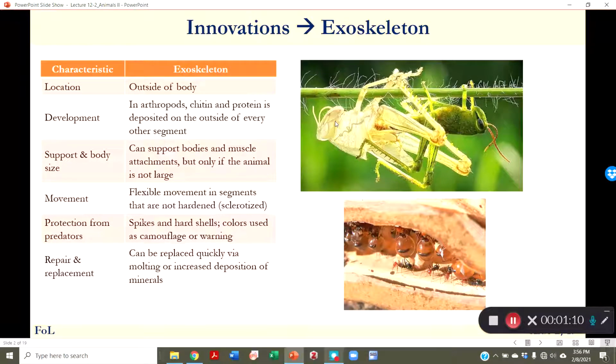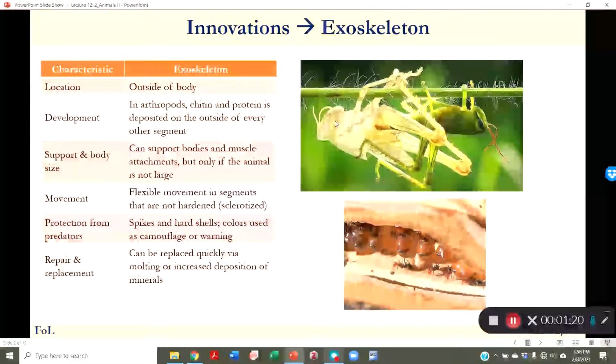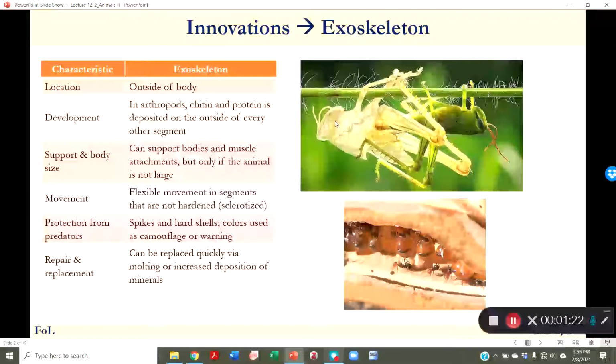The exoskeleton can support bodies and muscle attachments, but only if the animal is not large. So you'll sometimes hear people say, oh, if this kind of insect was as big as a human, it would be this strong. That's not actually going to be possible because the exoskeleton has some limits.